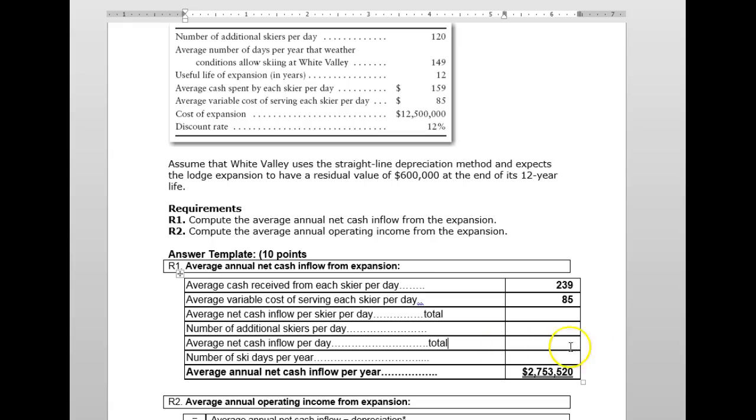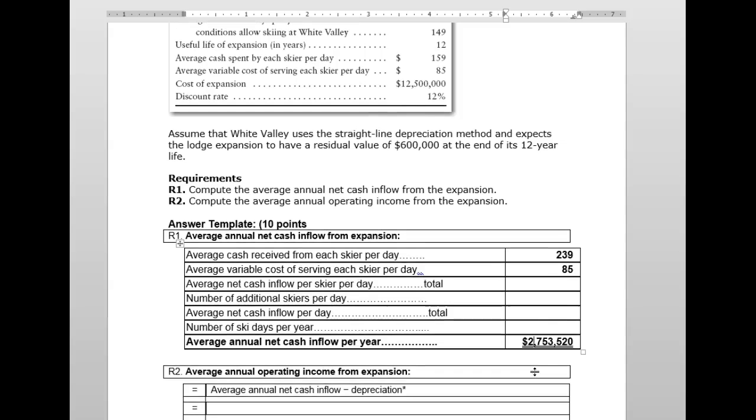You're going to multiply this by the number of skiers per day to come up with the cash flow per day. And then this is the number of ski days. And that will be multiplied times this to give you the actual average annual net cash flow per year. And that's what you're shooting for.